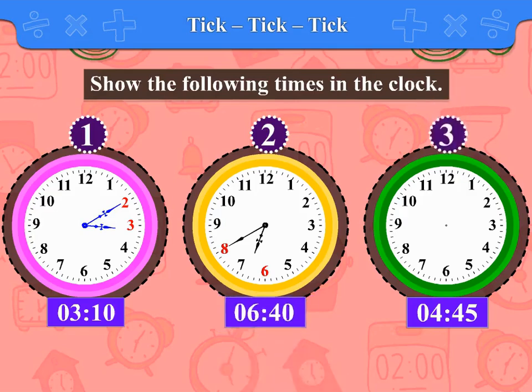Third, in the third clock, we have to show 4:45. So, show the hour hand at 4 in this way and the minute hand at 9 in this manner.